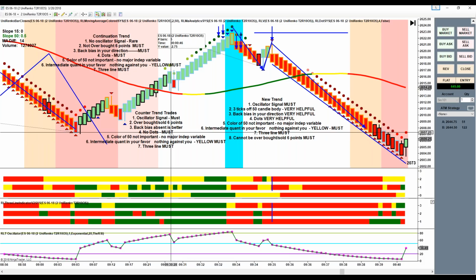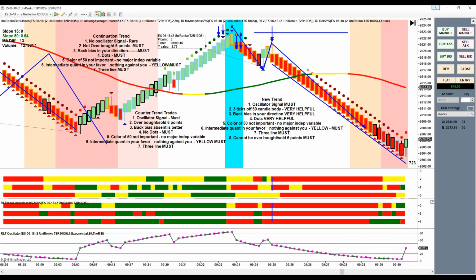No dots, a must. Don't trade a short trade with green dots above. It means the NASDAQ and the Russell, they're probably retracing too, but they've still got their trend intact. So as long as it's intact, you really have to stand aside. Color of the 50, not important. Intermediate quant: the quant must be with you, and the 3 line must be with you. So 6 and 7 are musts on every single trade. And if you have them with you, you're really going to be in good shape.